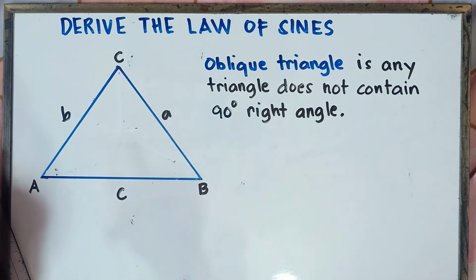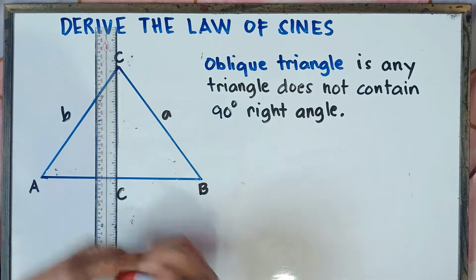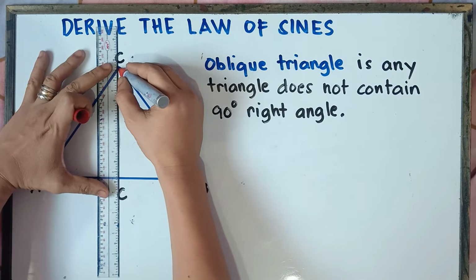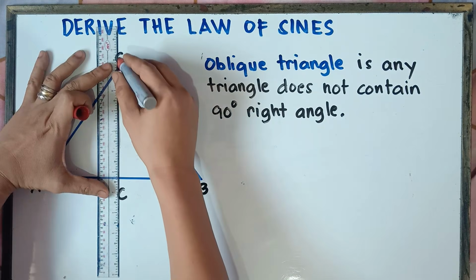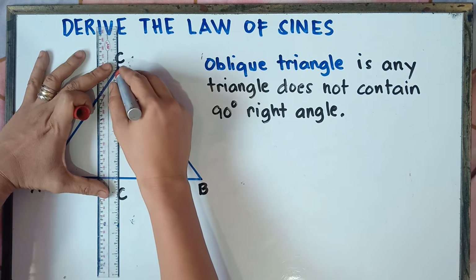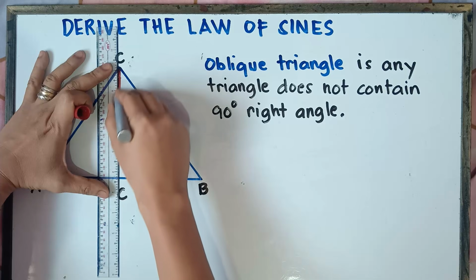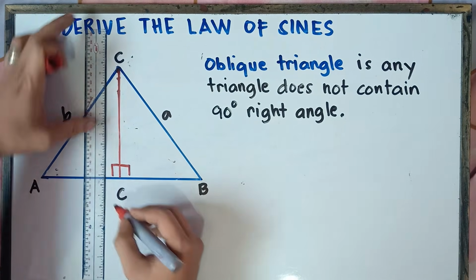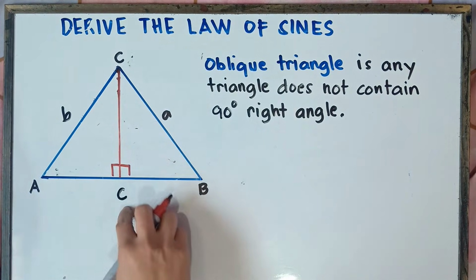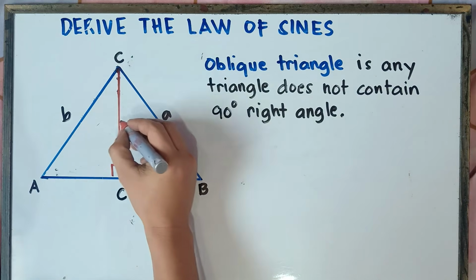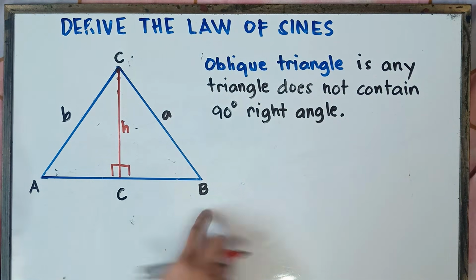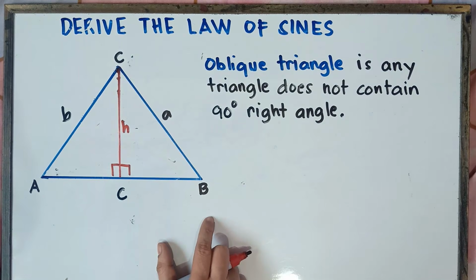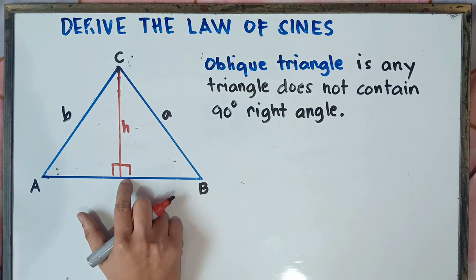Once again, class, we call two lines perpendicular if they form 90 degree angles. Example, this one right here. I draw a line, an altitude, a vertical line from angle C going to side AB, and it forms a 90 degree angle. Therefore, we call this line, which I will label as H, perpendicular. H and AB are perpendicular lines because they form a 90 degree angle.